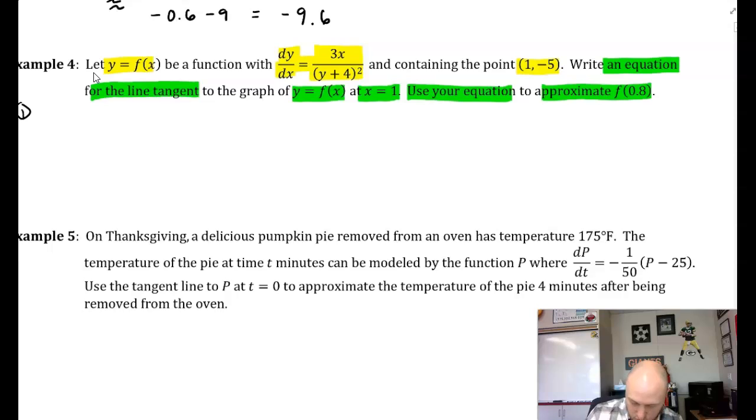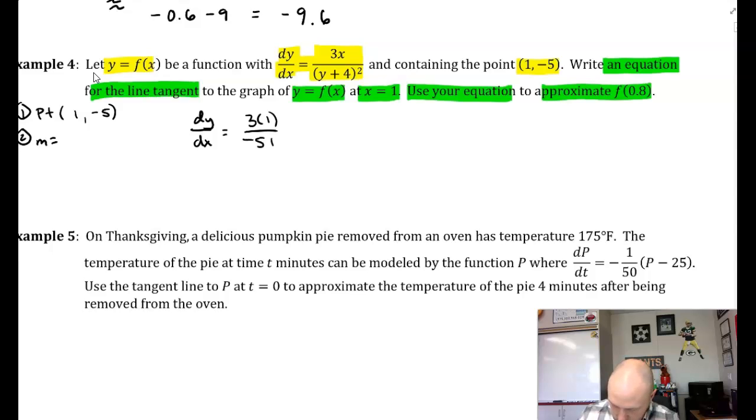I'm going to give myself some room on this because this is kind of both parts in one. So my point is 1, and I need a y value. Hey, they gave that to us. That was -5. Step 2, I need a slope. M is equal to, well, I need a derivative. Hey, they gave us the derivative on this. dy dx, this is the derivative. So I'm going to go ahead and plug this in. So 3 times 1 over (-5 plus 4) quantity squared. That gives us 3 over, it looks like -1 squared would be 1. So 3. That's our slope.